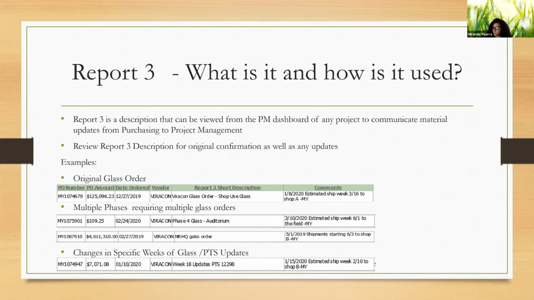And then also any changes to your specific weeks of glass. So any PTS updates, if there's something broken or you have week 18 updates and a PTS number to refer to, you'll want to make sure you always include that information in your Report 3. That way it's easily found on the PM dashboard for the shop, PM, and purchasing.